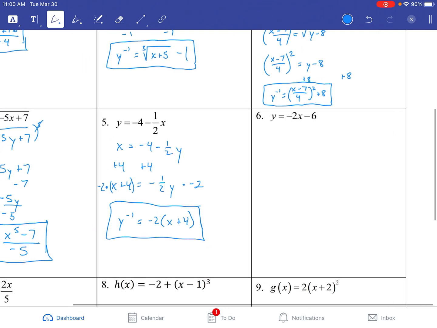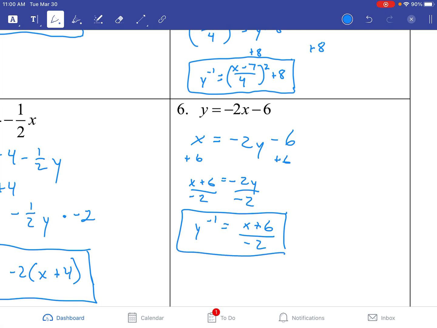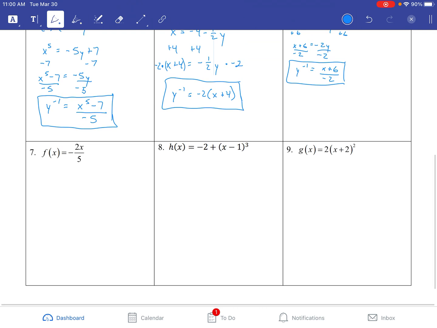All right. Number 6. So we're going to switch around the x and the y. We're going to add 6 to both sides to start to get y by itself. And divide both sides by negative 2. So the inverse, y, is equal to x plus 6 divided by negative 2. I just got 3 more examples, so hopefully this helps you get better at these problems.